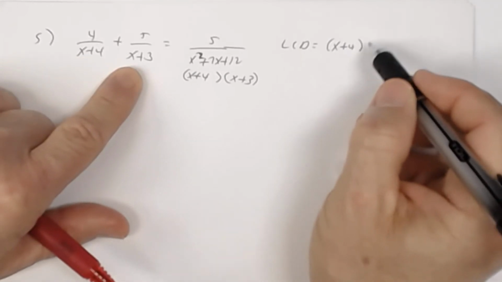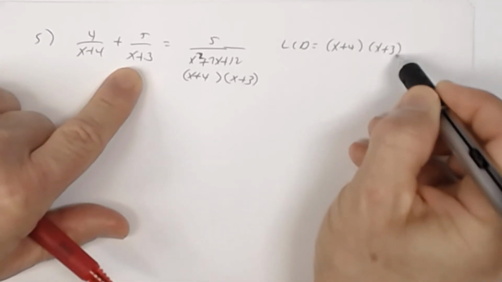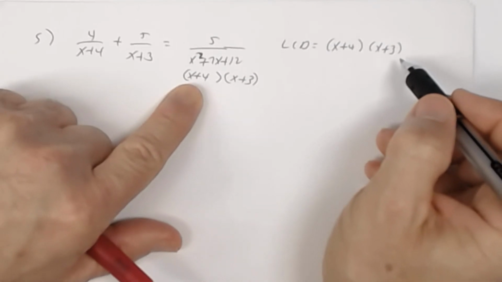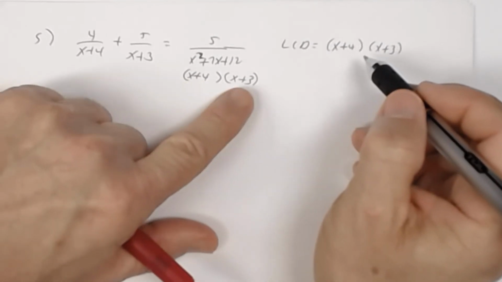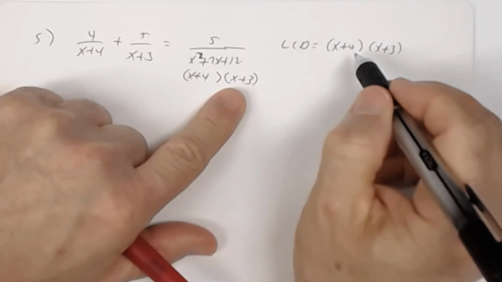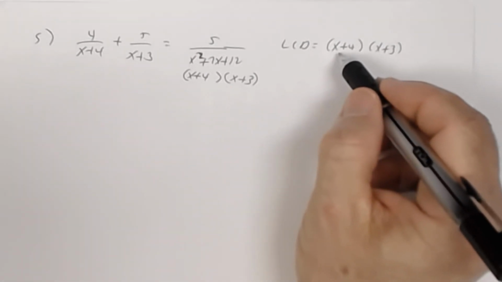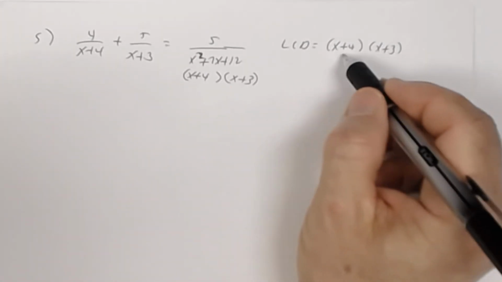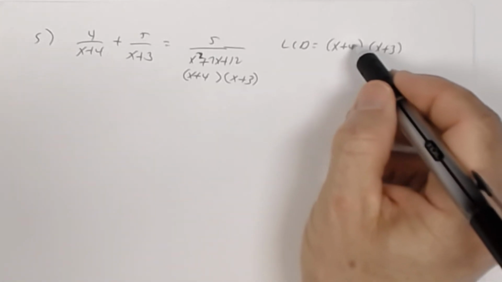I see an x plus 3, I have to use it. Now let's go to the next one. I see an x plus 4, I have to use it. I already have it. I see an x plus 3, I already have it. So there's your LCD. Your least common denominator involves two factors, x plus 4 times x plus 3.